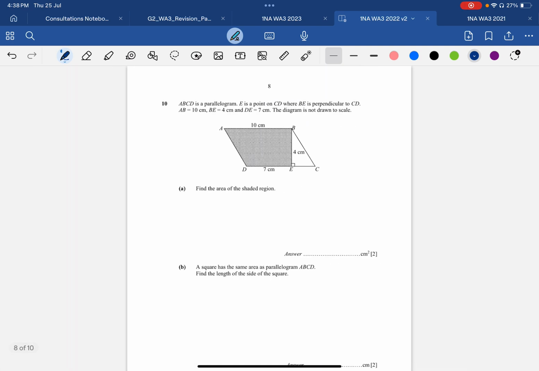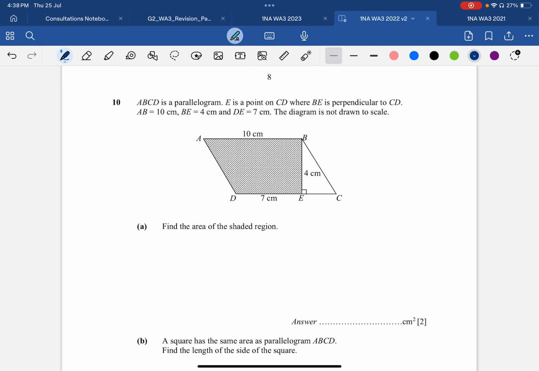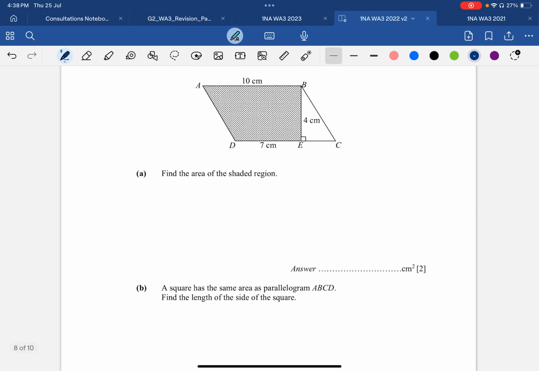Okay, next question, question 10. Question 10 will not be tested in the upcoming WA because we have not learned area of shaded region. Okay, so you can ignore this question. It will not be tested. Okay, skip.